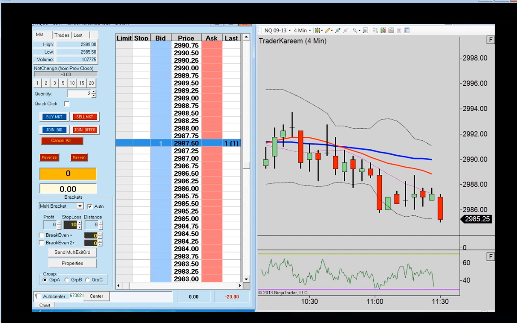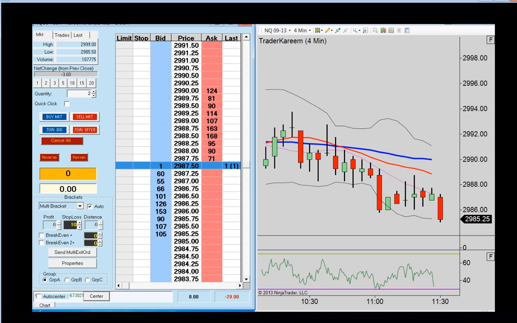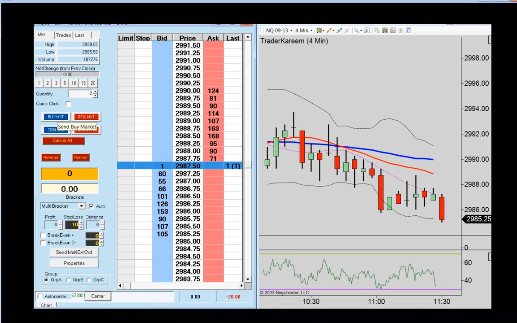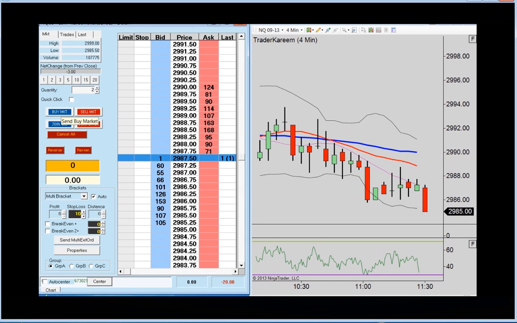Then there's the third trade. It was a long. Price moving away from moving averages, RSI oversold.